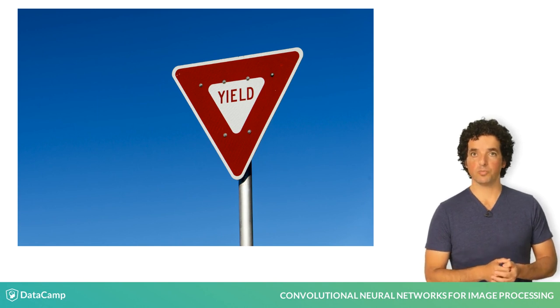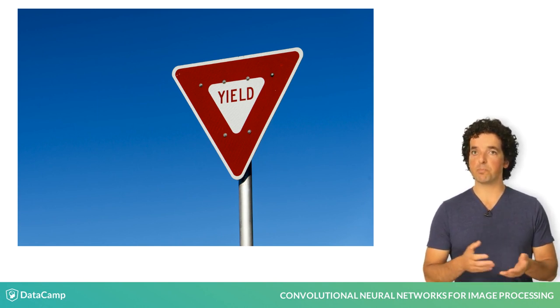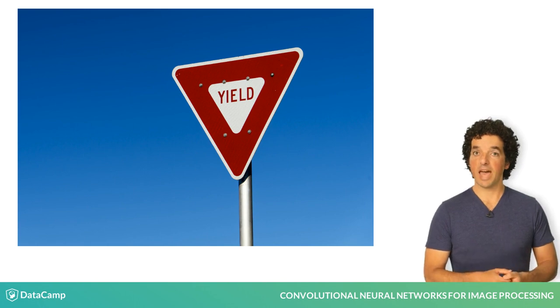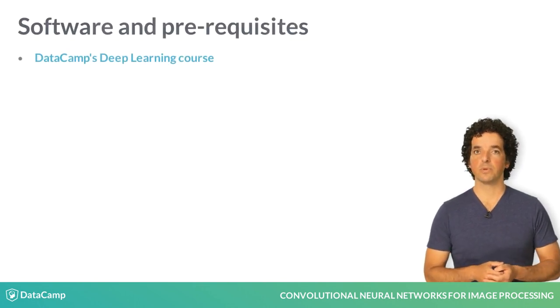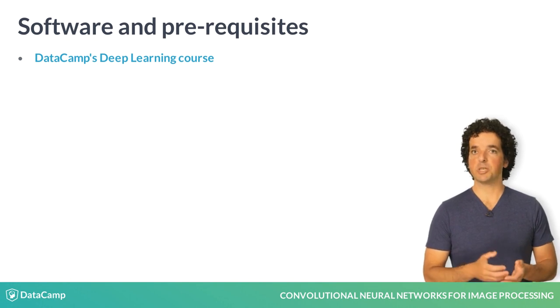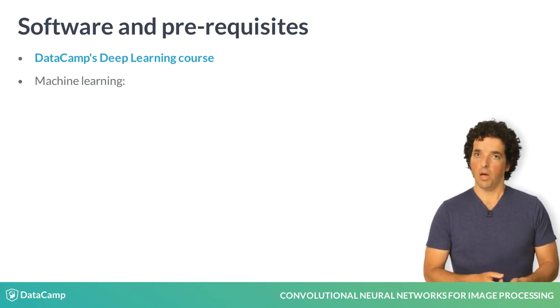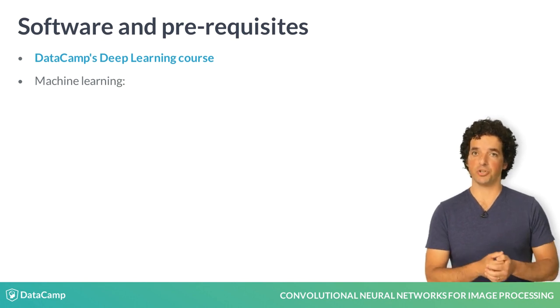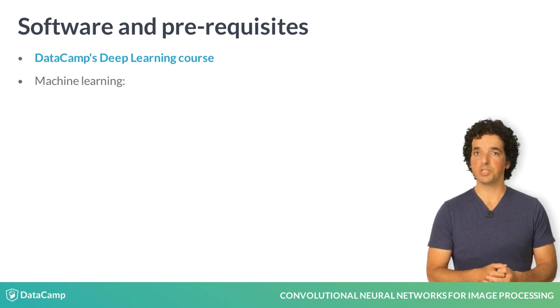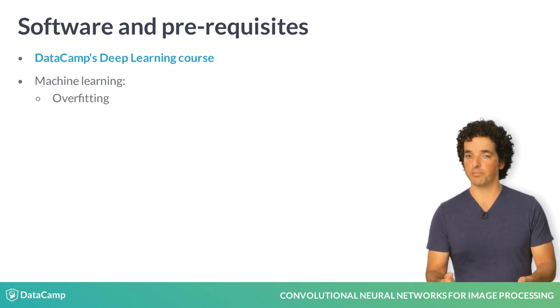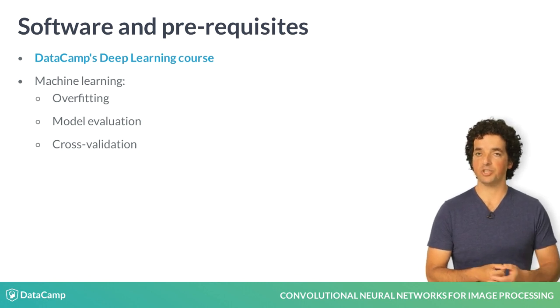After completing this course, you will be able to build an algorithm that processes images of different objects and can distinguish between them. We will use Keras, which is a Python-based library that implements the building blocks you need to build your own CNNs. I assume that you have taken DataCamp's deep learning course, which introduces Keras. Because CNNs are a type of machine learning algorithm, I also assume that you have a working knowledge of basic principles of machine learning, such as overfitting and model evaluation through cross-validation.